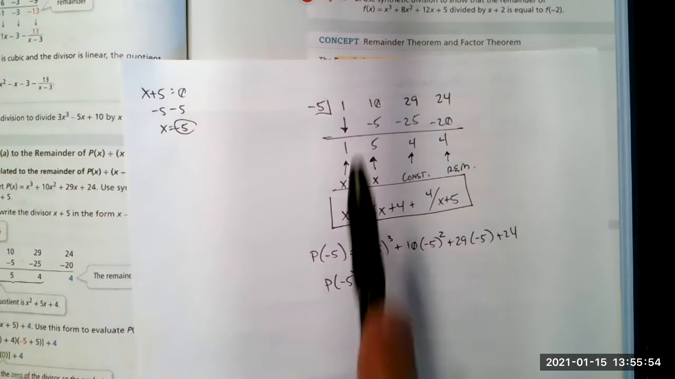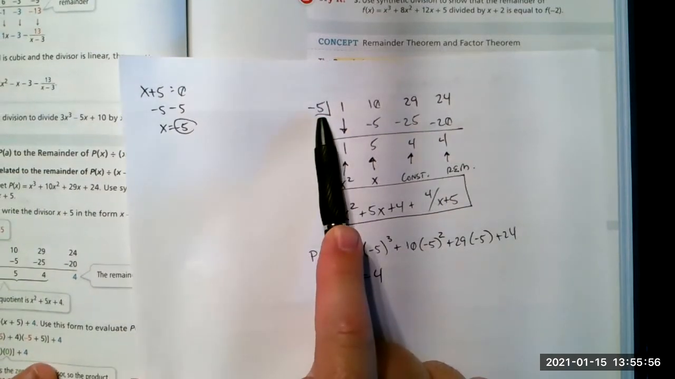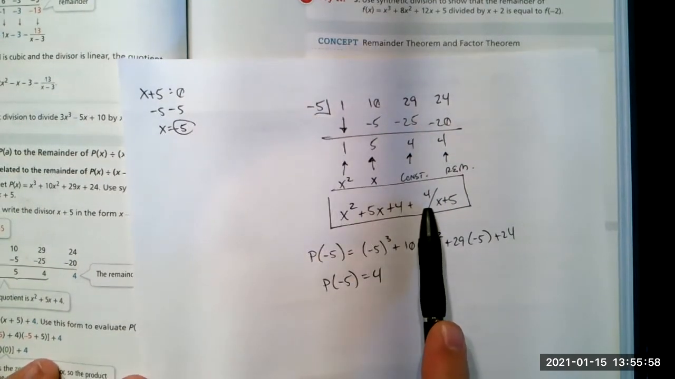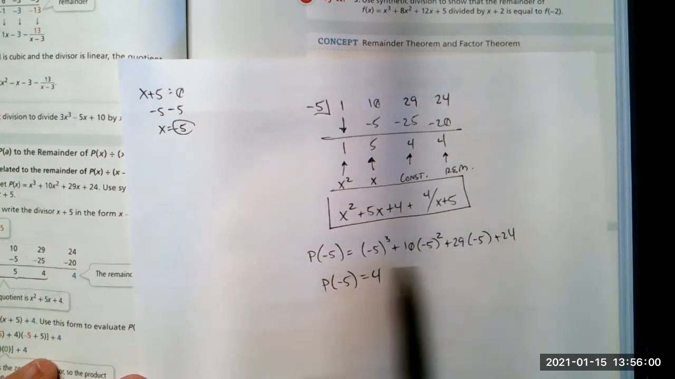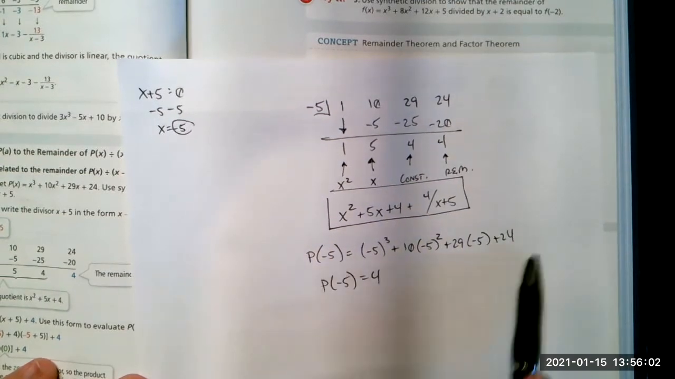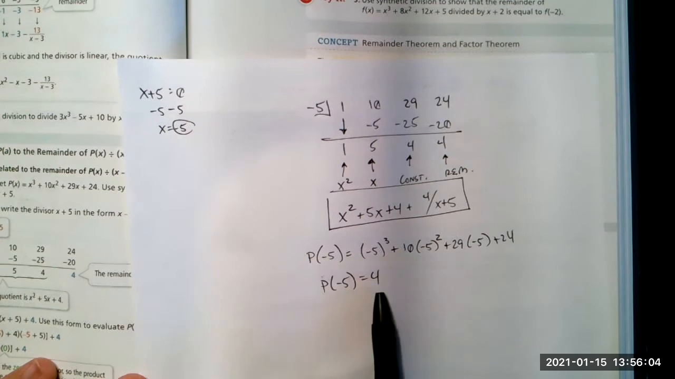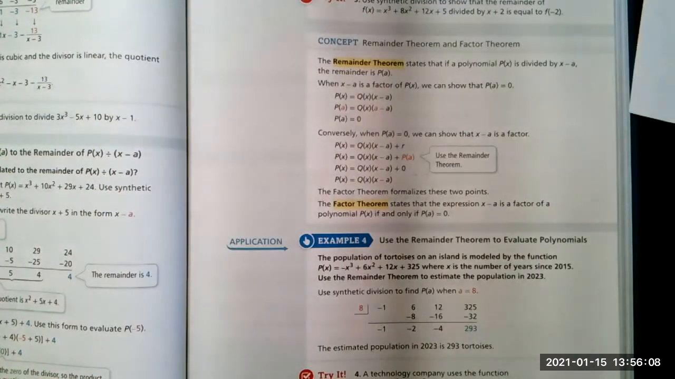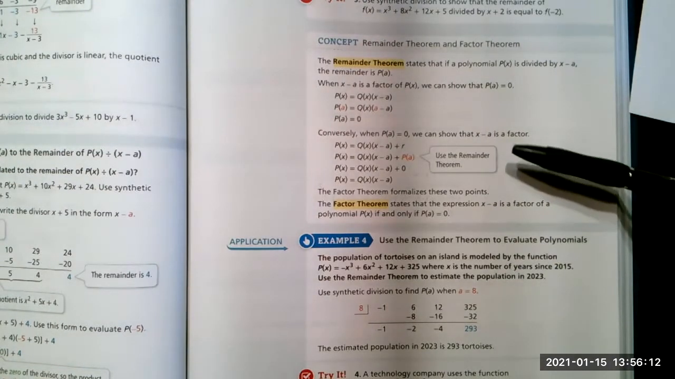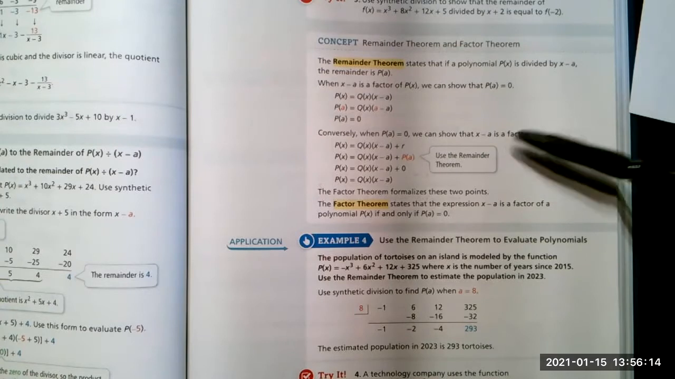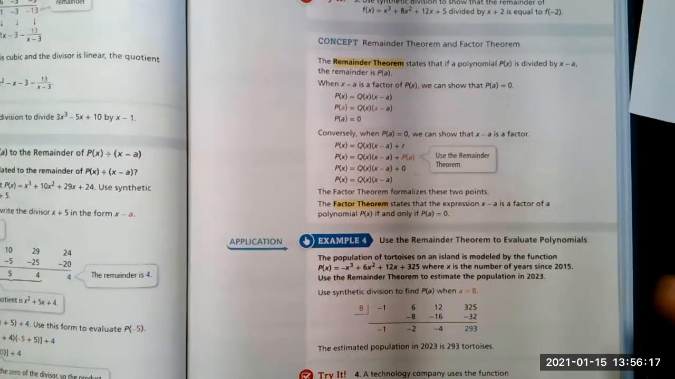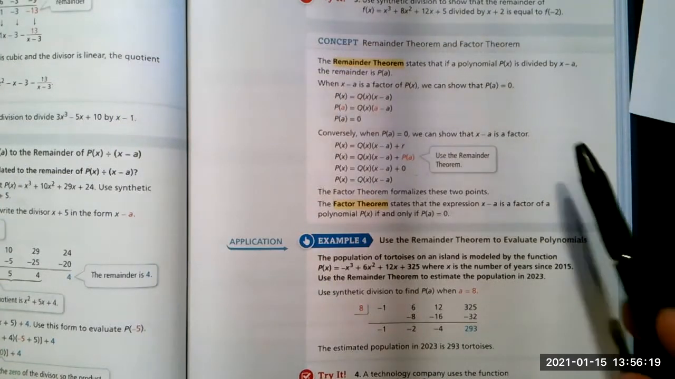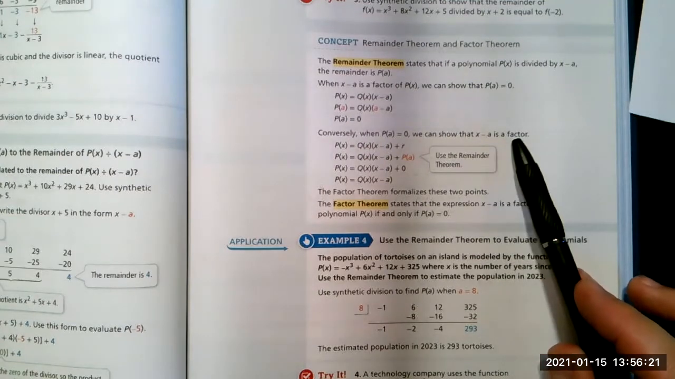I can take a polynomial and synthetically divide it, and it'll give me a remainder, but it's the exact same thing as if I take that same polynomial and evaluate it using that number. It'll give me the remainder, okay? Conversely, basically the opposite: when p of a equals 0, which is basically saying when your remainder is 0, we can show that x minus a is a factor.